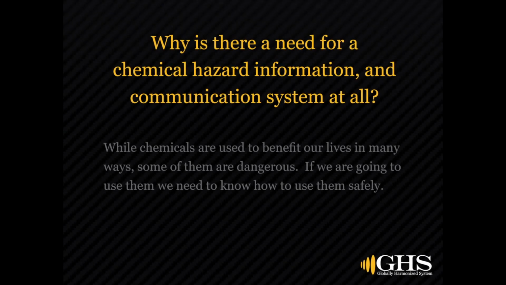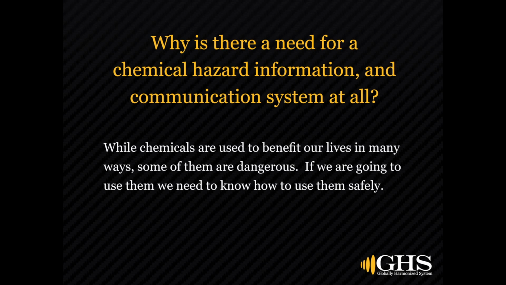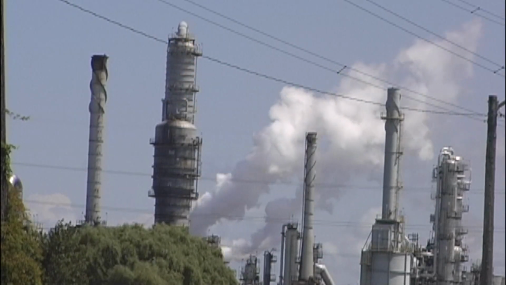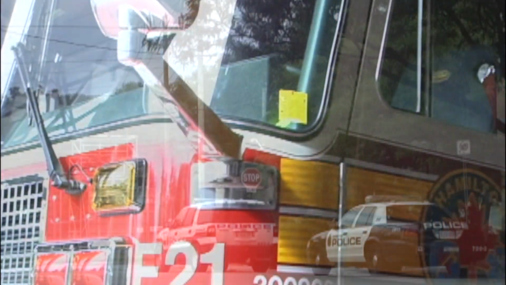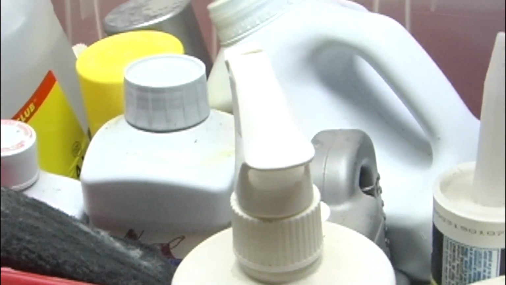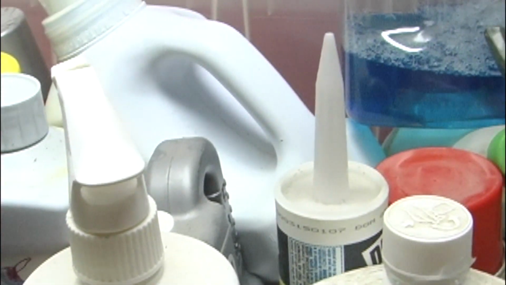We begin our program with the simple question of why. Why is it that we need a hazard information and communication system at all? Well, chemicals are used to benefit our lives in many ways. Some of them are dangerous, and if we're going to use them, we need to know how to use them safely. Safe use is important for people in manufacturing industries, in transportation, for emergency responders such as firefighters and police, and for consumers who buy cleaners, glues, and paint thinners for use around the house.